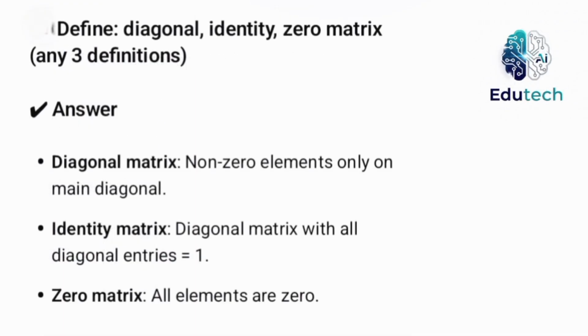Define diagonal matrix, identity matrix and zero matrix. Diagonal matrix: non-zero elements only on the main diagonal. Identity matrix: diagonal matrix with all diagonal entries equal to 1. Zero matrix: all elements are 0.